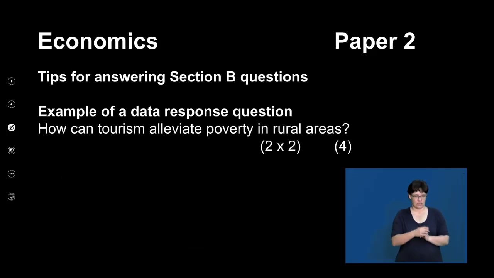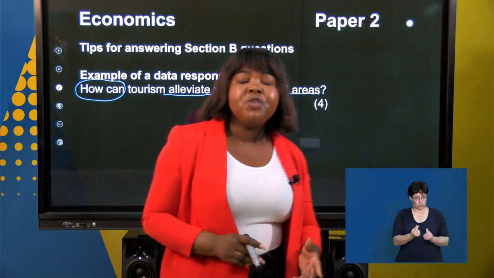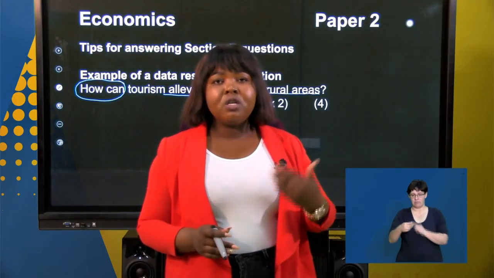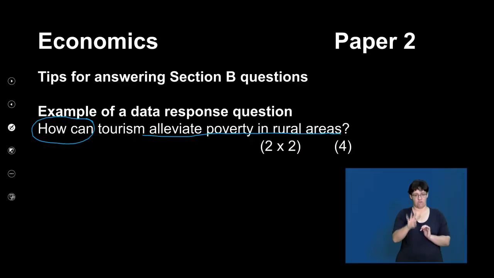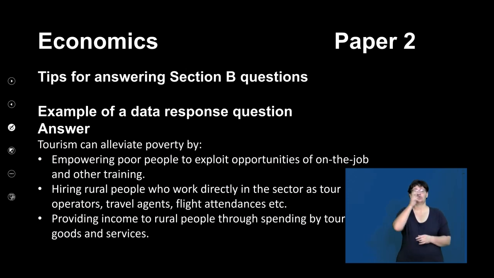Right. For example, let's look at a question that carries 4 marks. It says, how can tourism alleviate poverty in rural areas? It's a how question. So what you are required to do as a learner is to show the link between tourism and alleviation of poverty in rural areas. 4 marks, 2 by 2, so a minimum of 2 points is required for that question. Let's look at the solution.